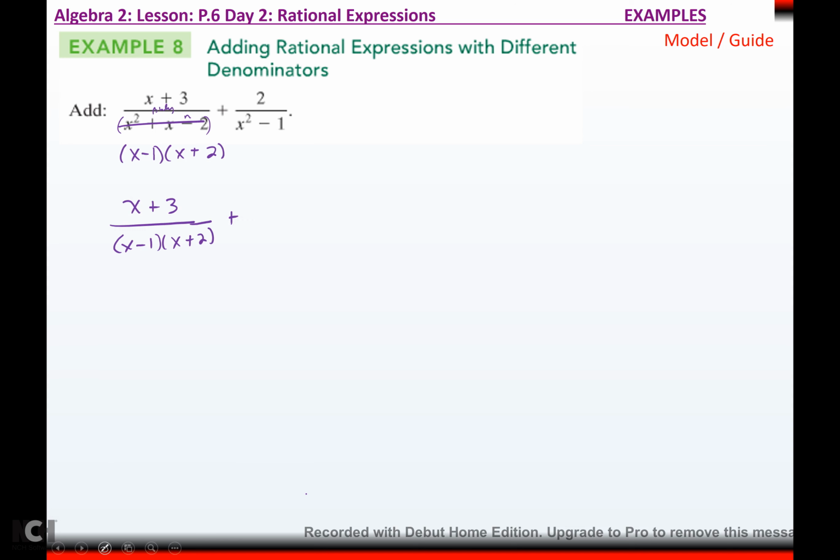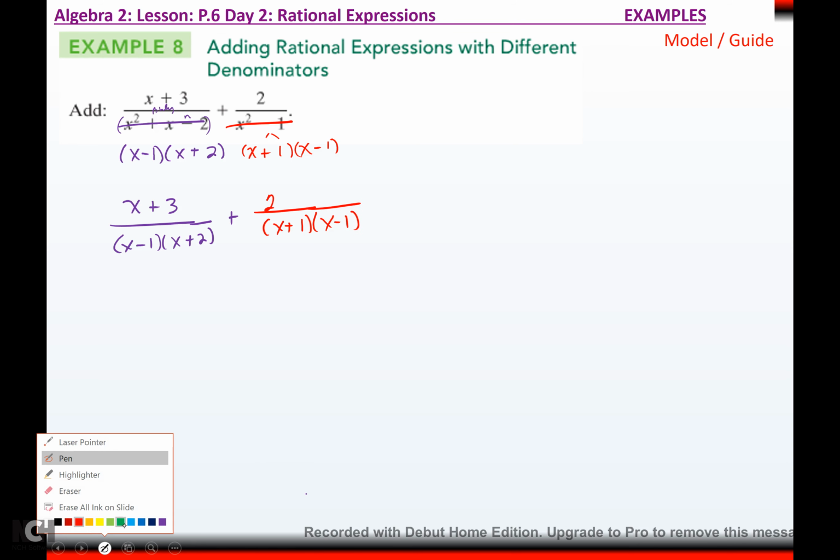Okay, my second fraction, I can factor the bottom. That's a difference of squares. Bino, plus, minus, mino. Square root of x squared is x. Square root of 1 is 1. So I can rewrite my second fraction as 2 over x plus 1 times x minus 1.